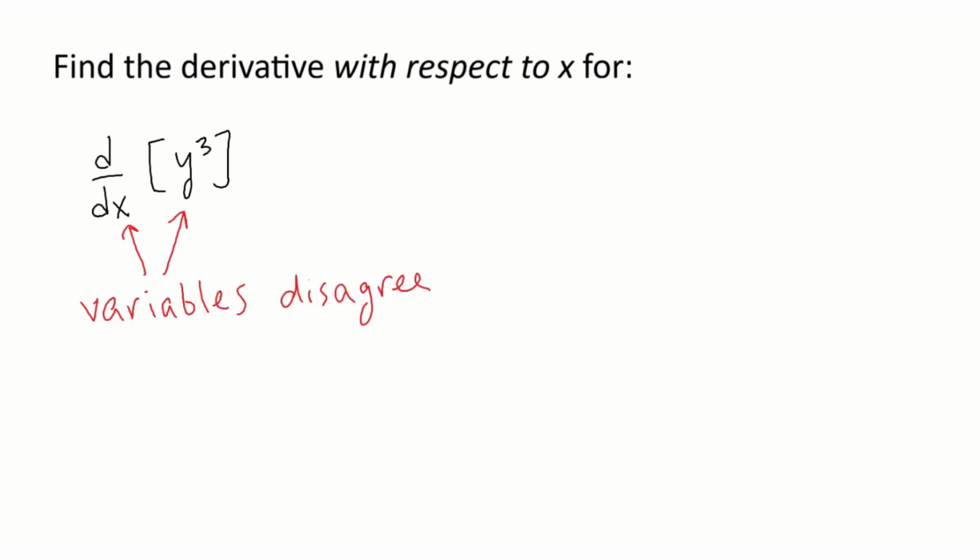Now find the derivative with respect to x of y cubed. Notice here the variables disagree. We're differentiating a y term with respect to x. We must use a chain rule. The outside function is the cubic part. The derivative is 3y squared. The inside function is y. What's the derivative of y with respect to x? Well, we don't know what y is, so we just write it as dy dx, because y depends on x. So the derivative is 3y squared times dy dx.